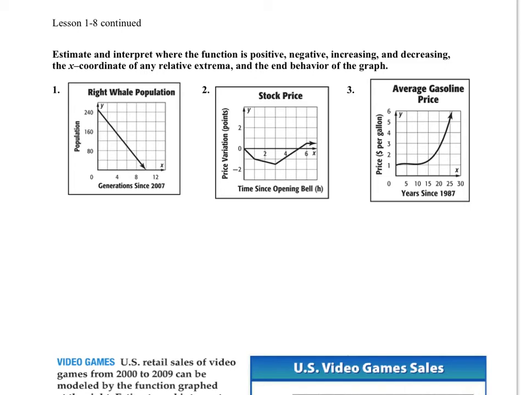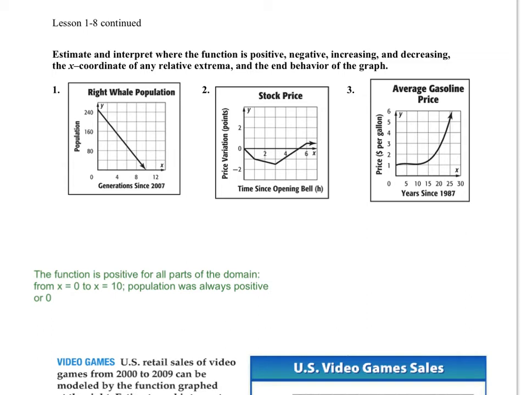So starting with the first one, we're talking about that right whale population. And for positive, the graph is positive for all parts of the domain. So from x equals 0 to x equals 10, because those are the only x values in our domain. To interpret that, that means that the population was always a positive number or 0. So we've always had some whales or 0 whales. You can't have negative whales.